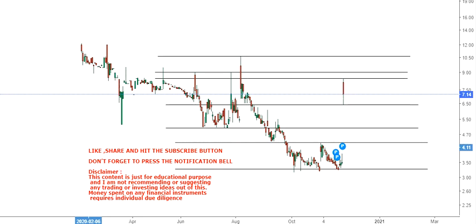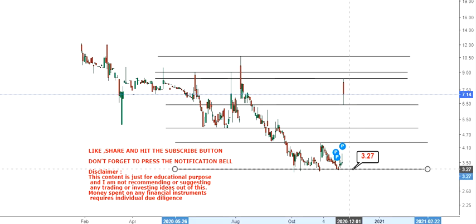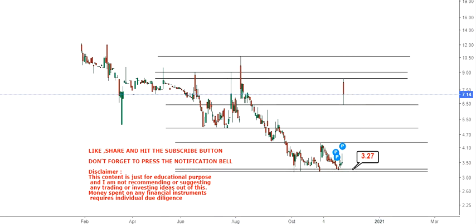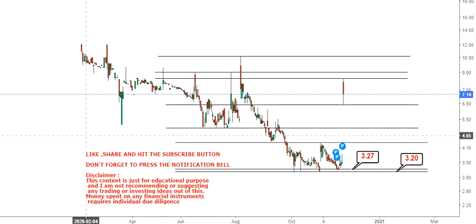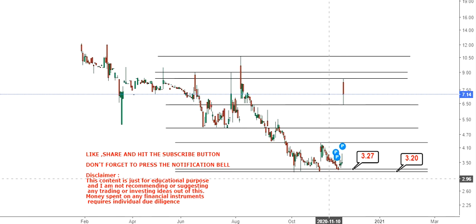Now, what you can see here is that the stock has seen a low of 3.27. By the way, this is the final low below which one should not carry any positions. So between 3.20 and 3.27 will be your support zone. If the stock falls below 3.20, and if you want to consider $3, that's also fine, but one should not carry any positions below $3.